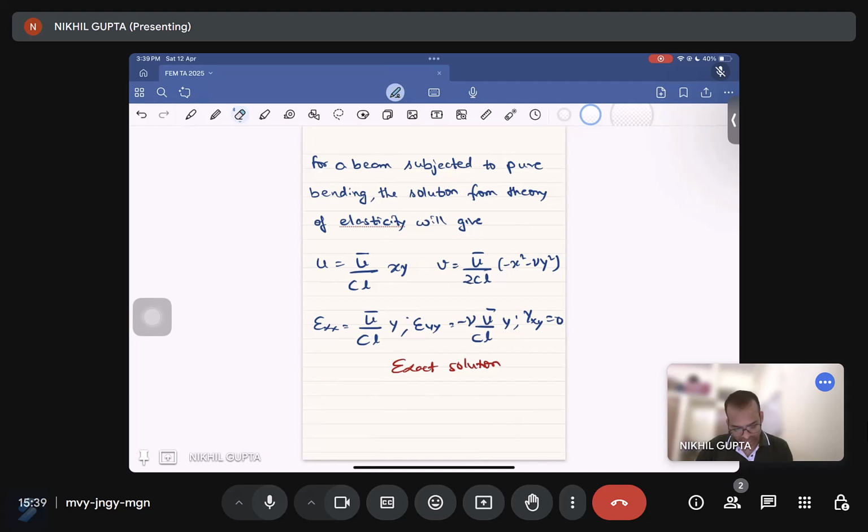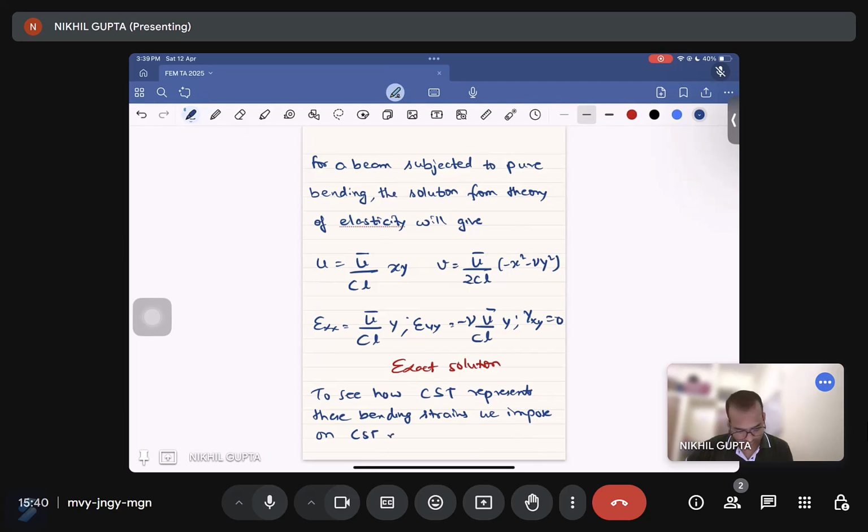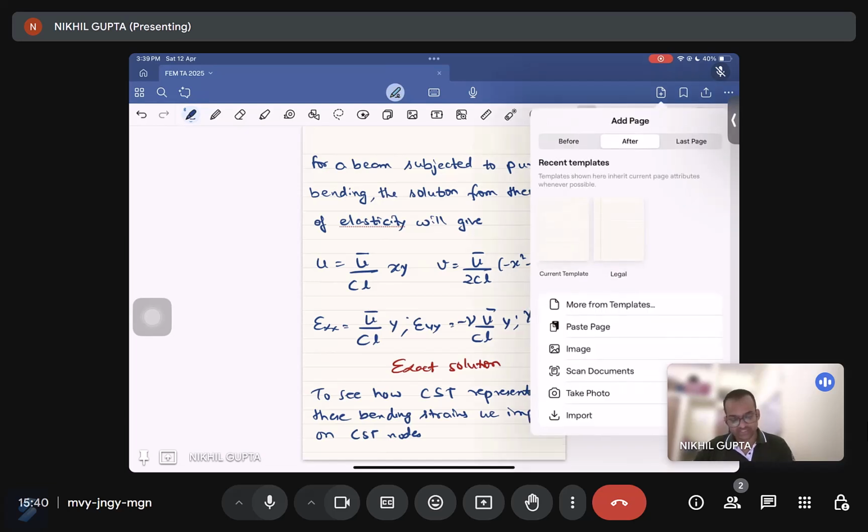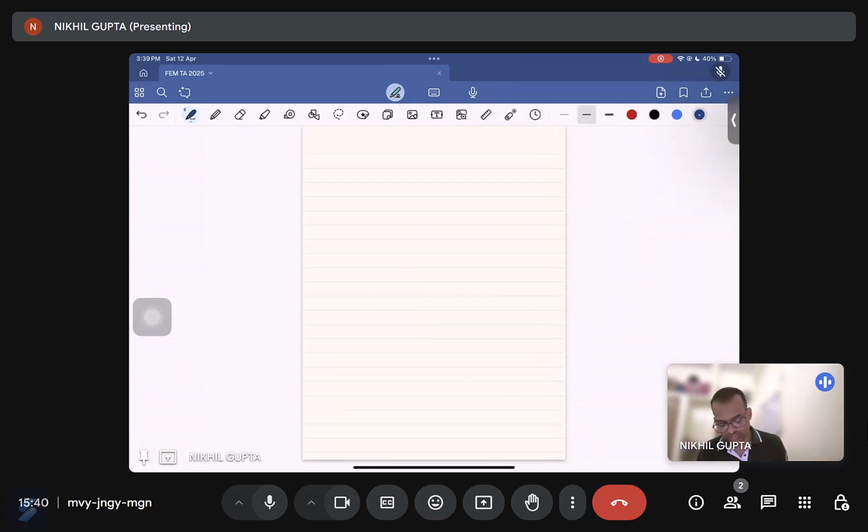Now let's see how CST represents these bending strains. We impose these node values in the CST element.